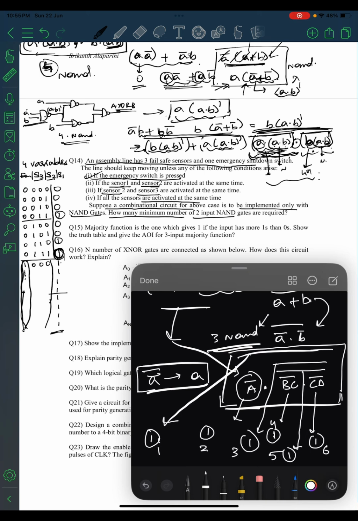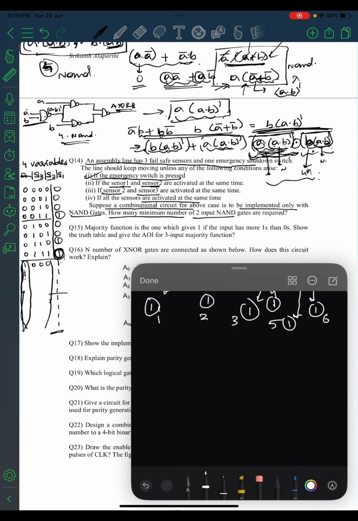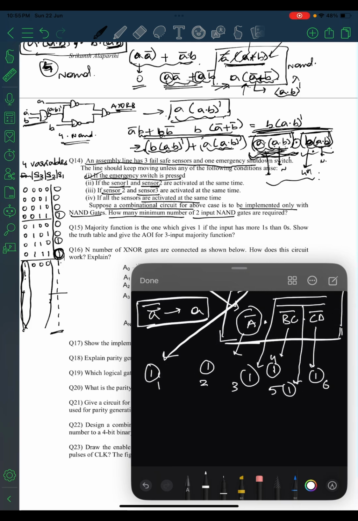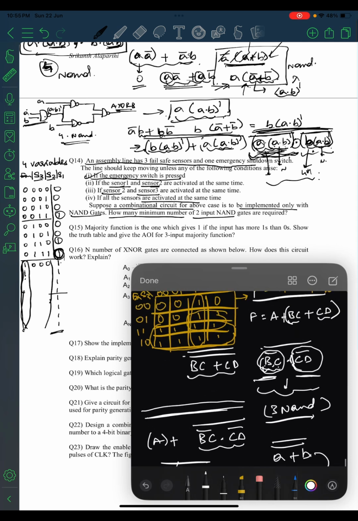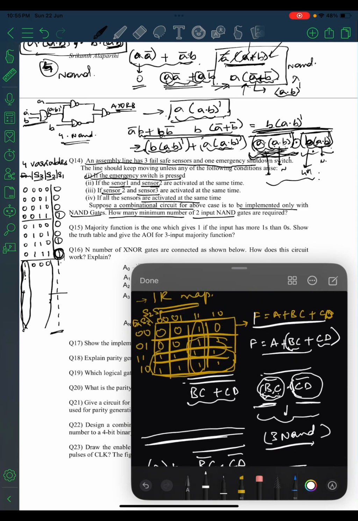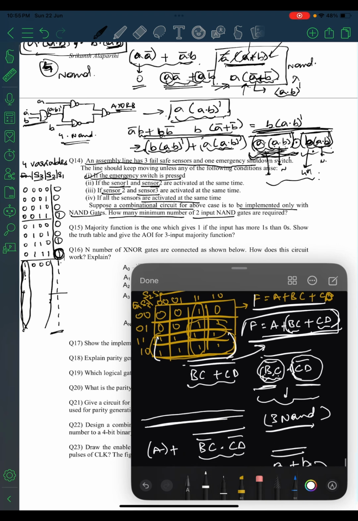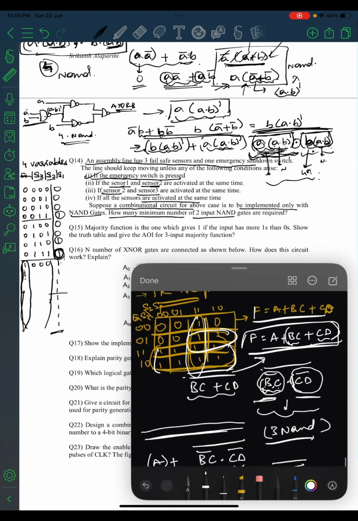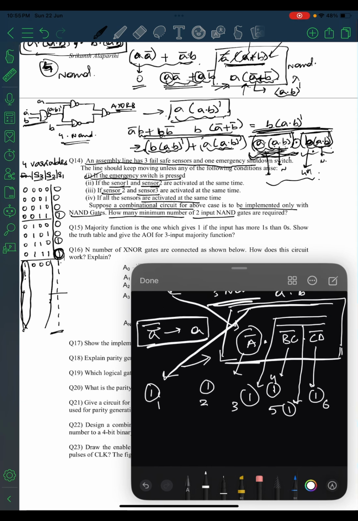So if you need the diagram, then that comes like this. First of all, I will write this. I think this is clear. So for this, F is equals to A plus BC plus CD. This function comes from this K map, and like here this is 1 and this is 1 and this is 1. So the resulting is this one.